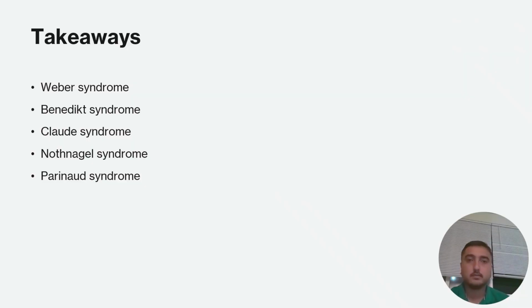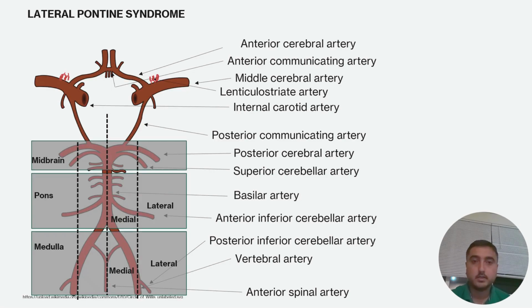In this video, I'll be discussing 5 different syndromes of the midbrain: the Weber syndrome, Benedikt, Claude, Nothnagel, and the Parinaud syndrome. So this is a photo that I've taken from my previous videos. As you see over here, the midbrain is largely supplied by the posterior cerebral artery, and we have the involvement of this artery in all of the midbrain syndromes.